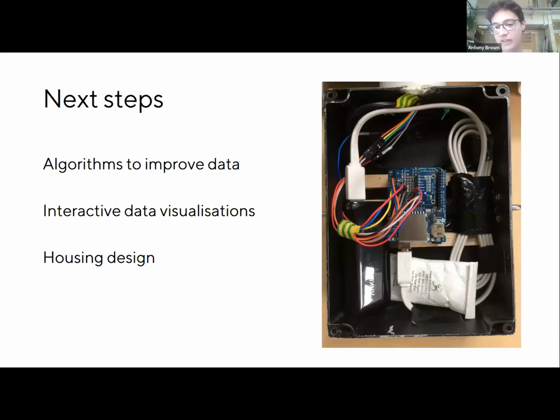So some next steps. We're going to look at some algorithms so that the data matches more closely to the reference equipment. We also want to develop a web app so that people can interact with data online through visualizations and explore the data collected by these sensors. And also going to work on the housing design to make it more streamlined and easy to use.